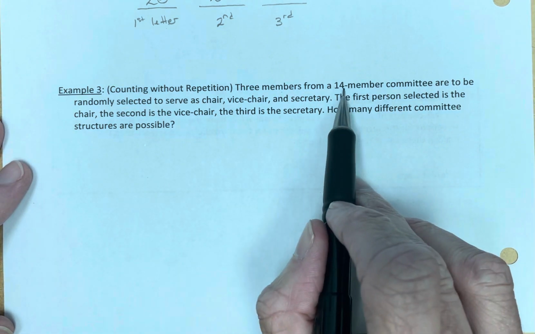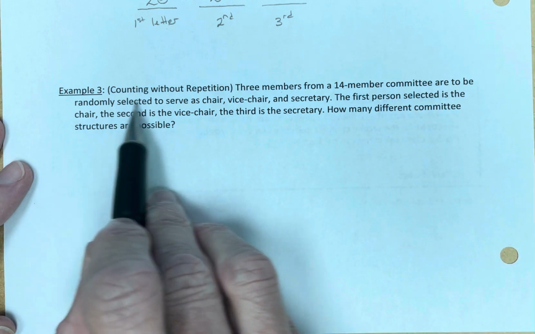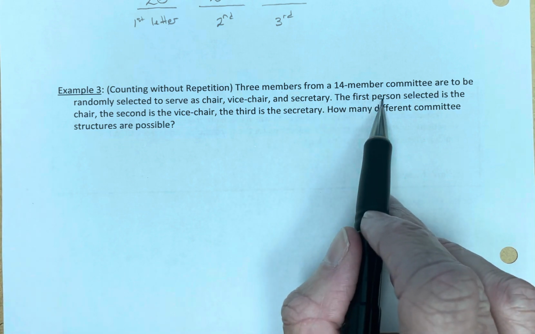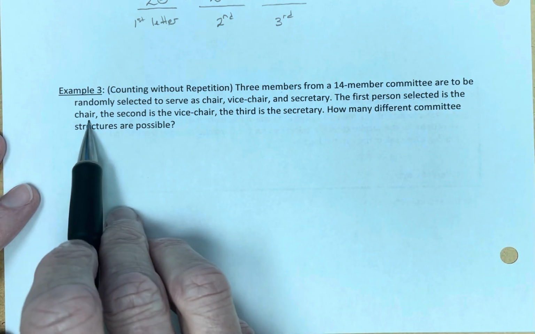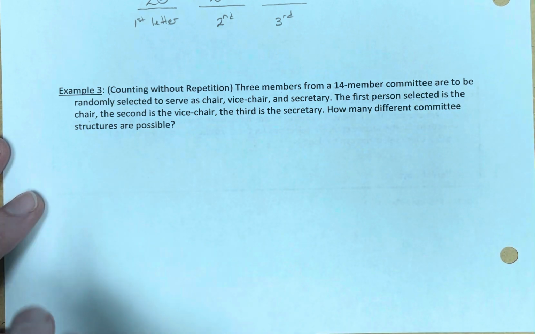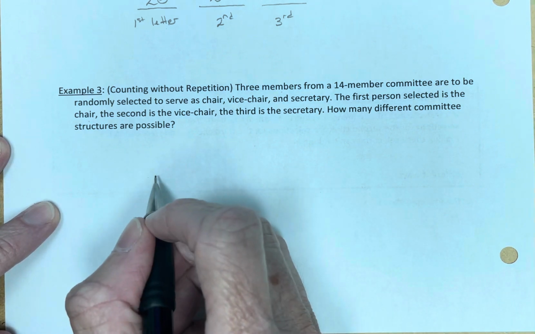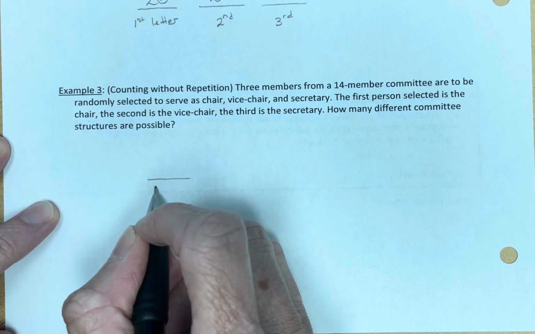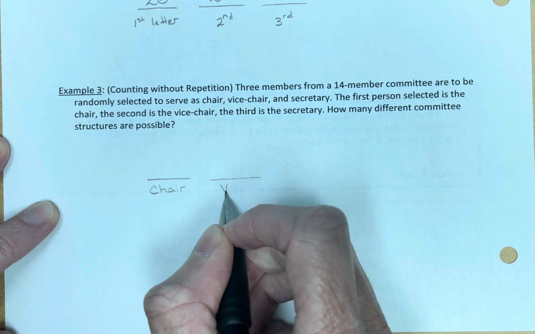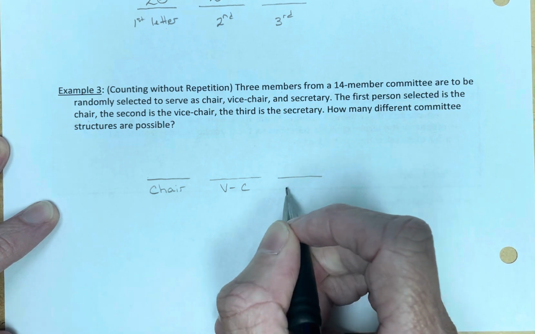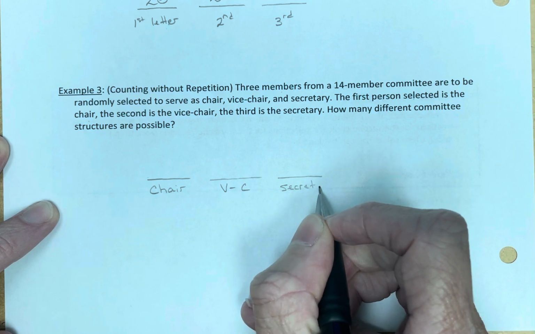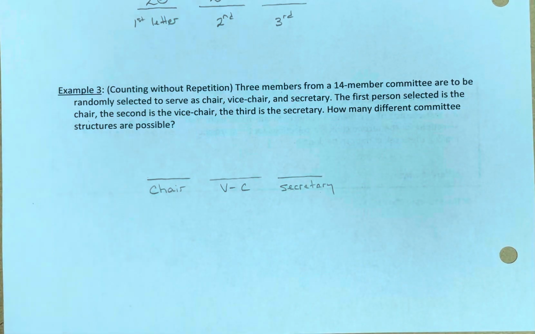3 members from a 14-member committee are to be randomly selected to serve as chair, vice chair, and secretary. The first person selected will become the chair, the second person the vice chair, and the third is the secretary. How many different committee structures are possible? Okay, well, we're selecting for the chair. We're selecting for the vice chair, and we're selecting for the secretary.